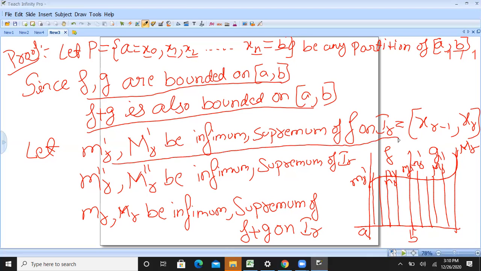So the mid term here: small mr, and the mid term is taken on the interval IR equal to [x(r-1), xr], so it matches the mid term. Next, mr double dash is the infimum and supremum on IR. So last term: mr be the infimum and the supremum.